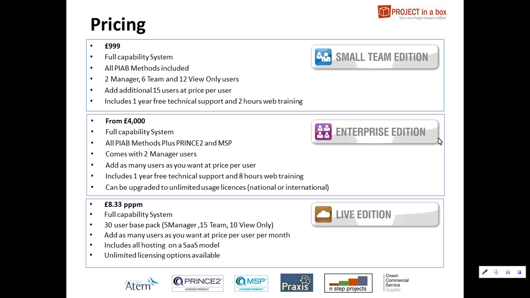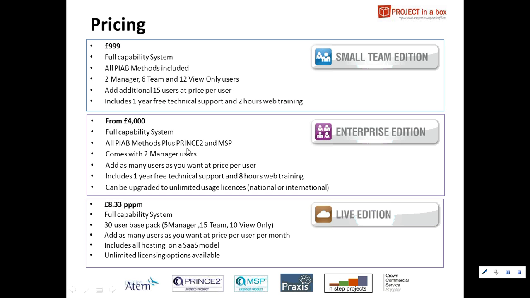So just a quick recap on Small Team Edition, Enterprise Edition, Live Edition. Essentially all the same technical product. We just license it in different ways. So we have Small Team Edition, which is for a defined small group of users, £999. You can add extra users if you want to. Beyond 35 users you need to upgrade to Enterprise Edition, which you do by paying a fee, and you can then continue to add users as you want to at the price per user, and we offer an unlimited license around that as well.